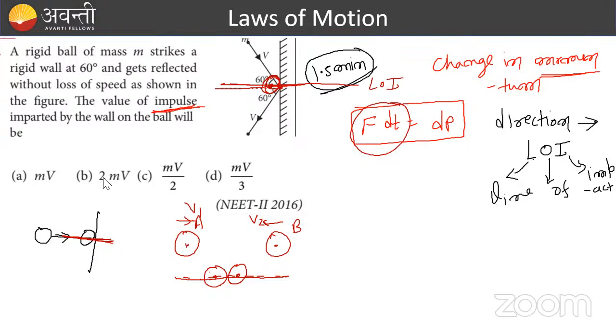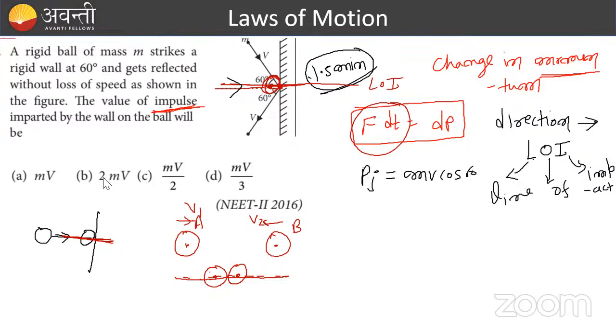So now what will be the answer, JNB Rajguru? Yes, now what will the answer be? MV. Why? Because look, the initial momentum along this direction is how much, MV cos 60. So the initial momentum along the line of impact is MV cos 60.